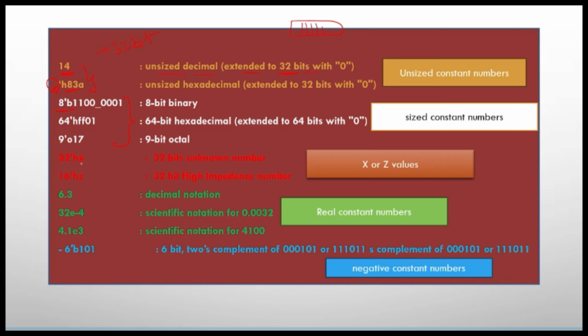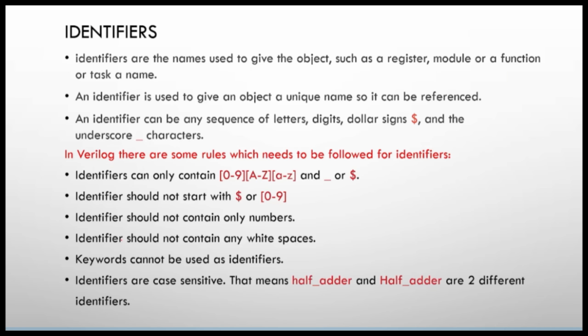If you want to assign x and z values, like unknown values and high impedance values, you will mention it like this. This is for real numbers, and this is for negative numbers. So these are some basic constants that you will see in the Verilog language.